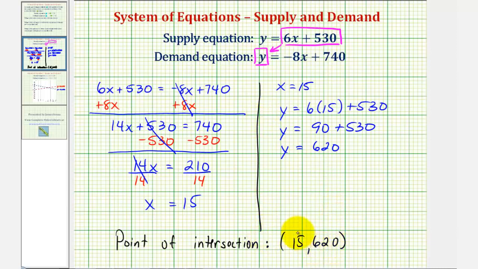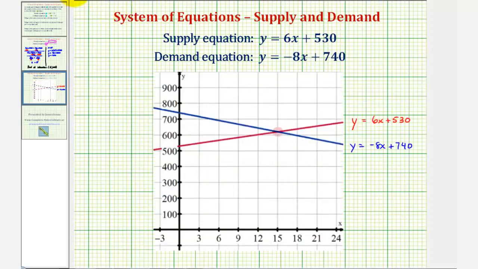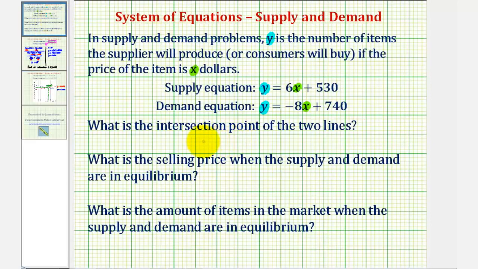Let's go back to the graph to verify this. Notice how the x-coordinate of the point of intersection is 15, and the y-coordinate of the point of intersection is 620. So going back to our three questions, we just found the point of intersection to be (15, 620).